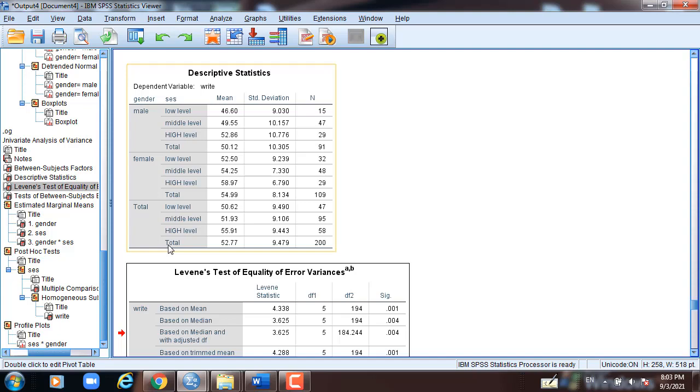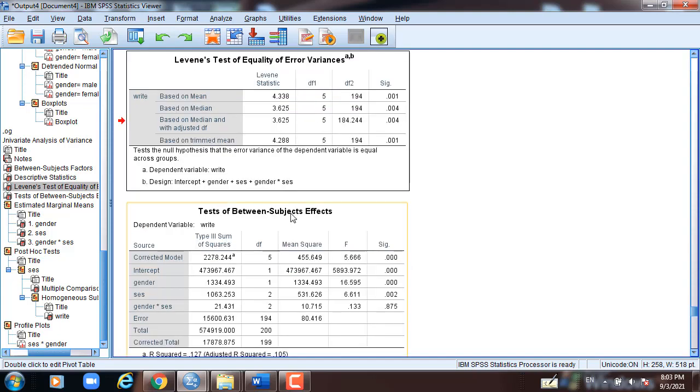Then we move to the third table, which is Levene's. As you can see here, we have a guide. In our guide, if the p-value is less than the 5% level, then we would conclude that the variance across groups was significantly different, and not equal.